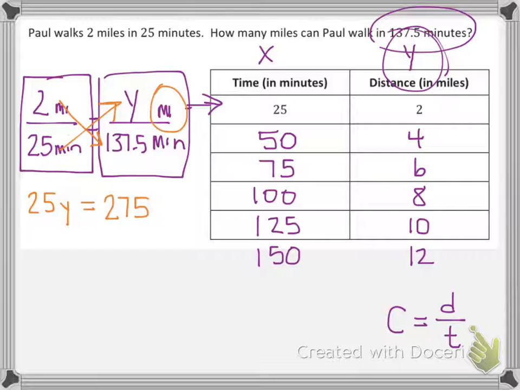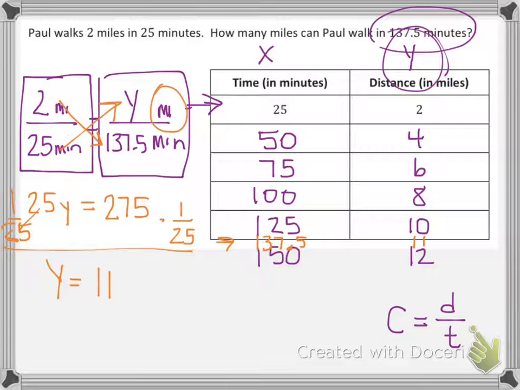So using our techniques from algebra, we're going to just multiply by the reciprocal of 25, which is 1/25, and balance the equation. And we're going to get y equals 275 divided by 25, which is 11. So if we were to squeeze this in here, 137.5 would be the number of minutes, and that would take him 11 miles if he walked at that constant rate.